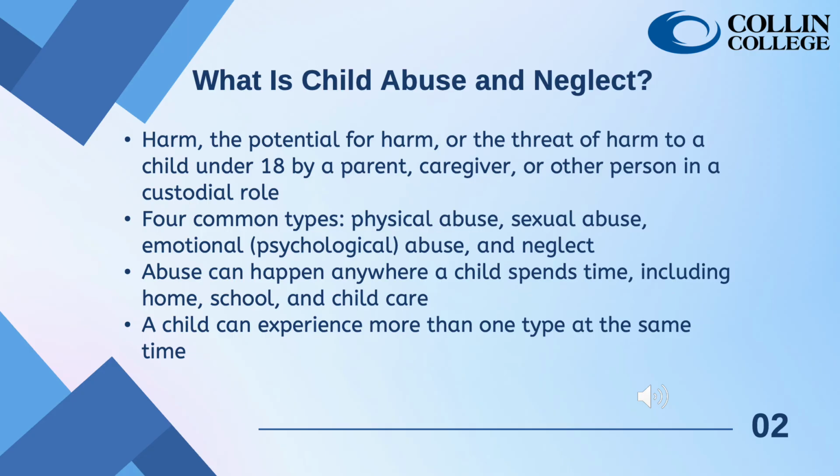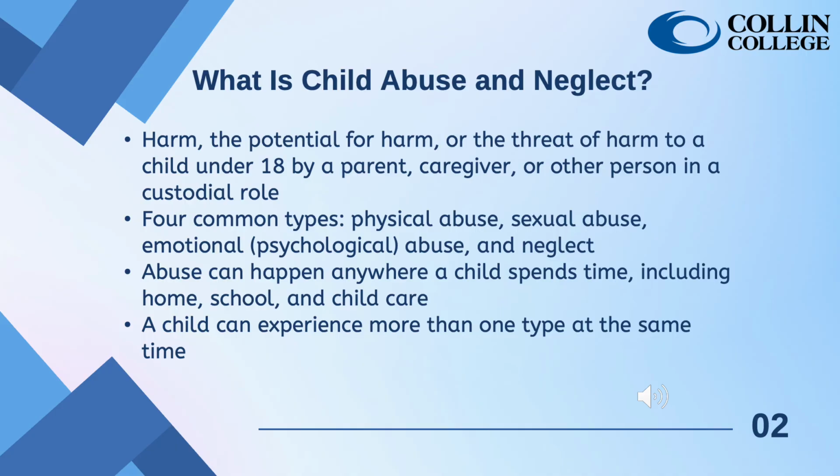The Center for Disease Control and Prevention defines child abuse and neglect as any act or failure to act by a parent, caregiver, or another person in a custodial role, such as a coach or a teacher, that results in harm, the potential for harm, or the threat of harm to a child under the age of 18. There are 4 common types: physical abuse, sexual abuse, emotional or psychological abuse, and neglect. We will define each one in a moment.